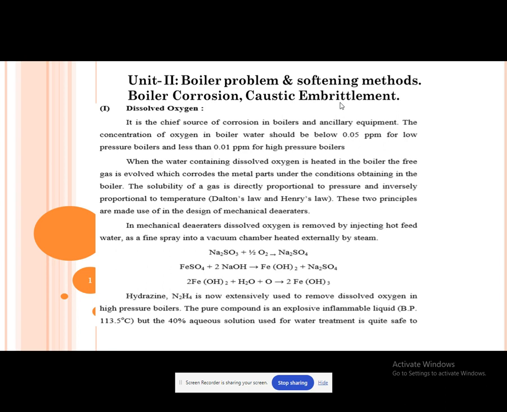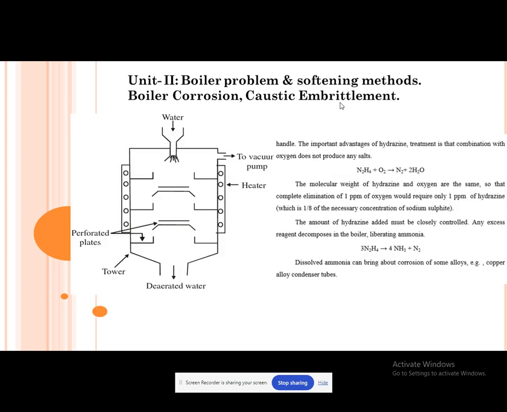To reduce or remove the possibility of corrosion by dissolved oxygen, hydrazine N2H4 is extensively used to remove dissolved oxygen in high pressure boilers. The pure compound is an explosive, inflammable liquid, boiling point 113.5 degrees Celsius, but the 40% aqueous solution used for water treatment is quite safe to handle. The important advantage of hydrazine treatment is that combination with oxygen does not produce any salt.